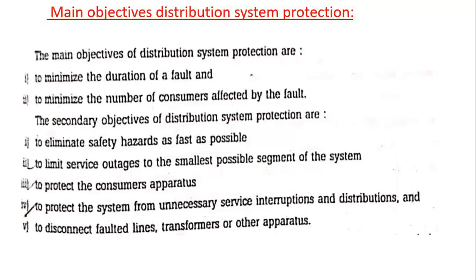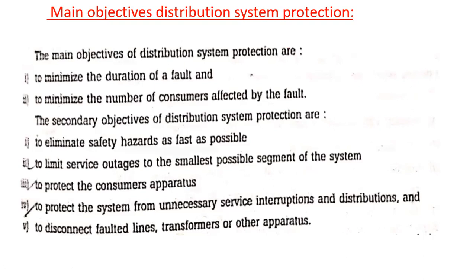First, what are the main objectives of distribution system protection? Why are we giving protection to the distribution system? The first one is to minimize the duration of a fault. Suppose we are not minimizing the duration of the fault, then the distribution components, like generators, transformers, and other cables, will all be damaged. The lifetime of the equipment will be reduced if we do not minimize the duration of the fault.